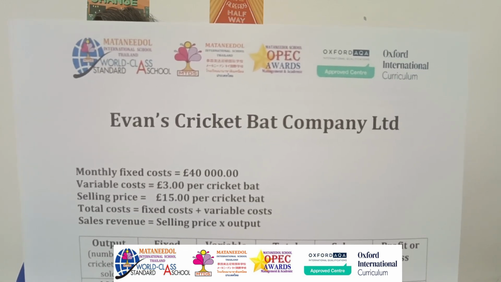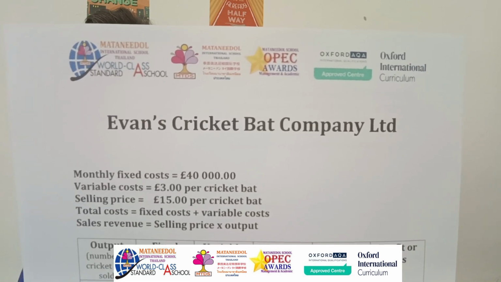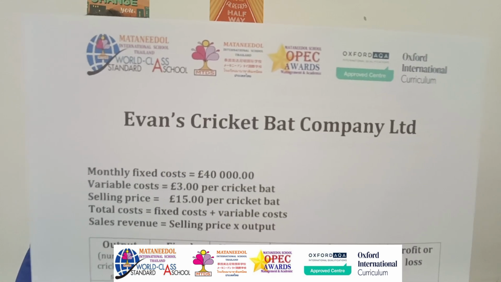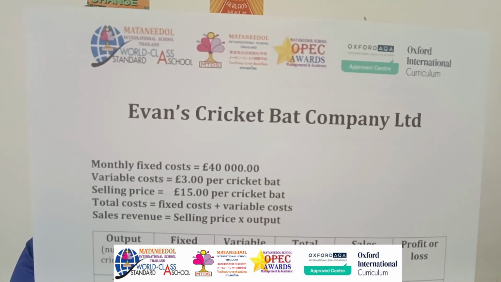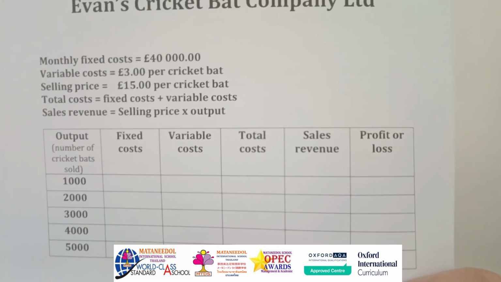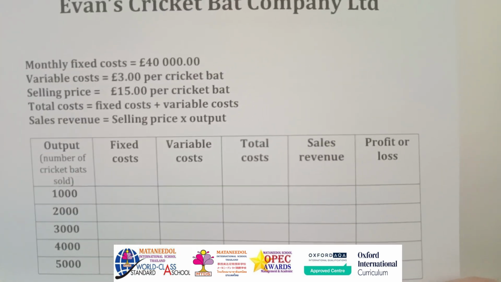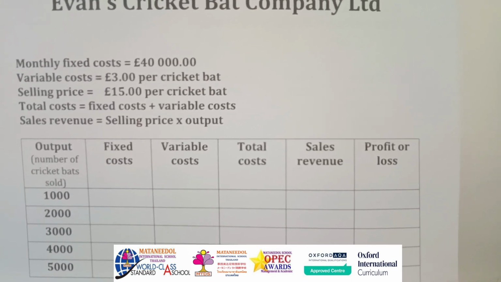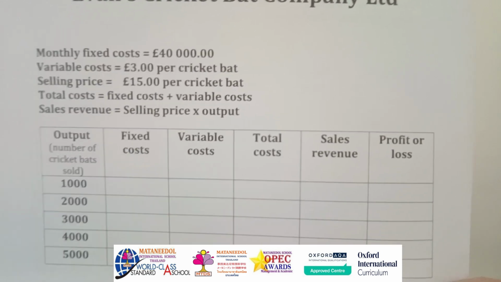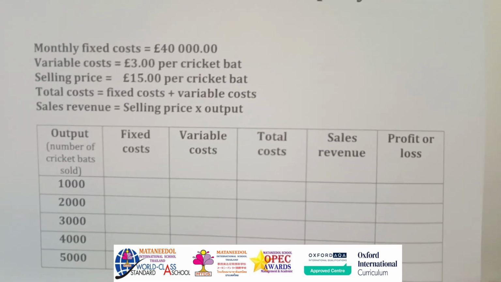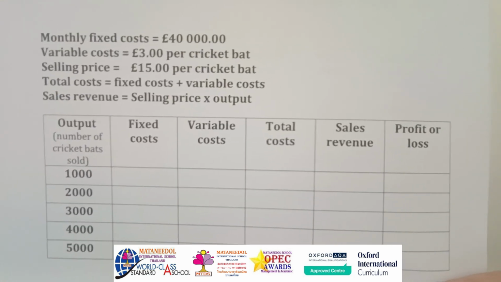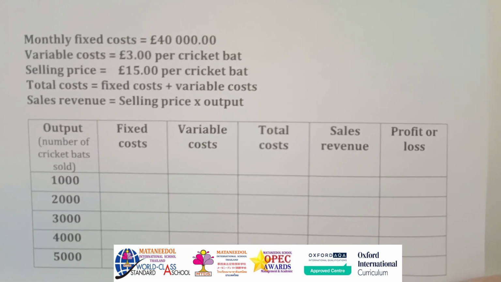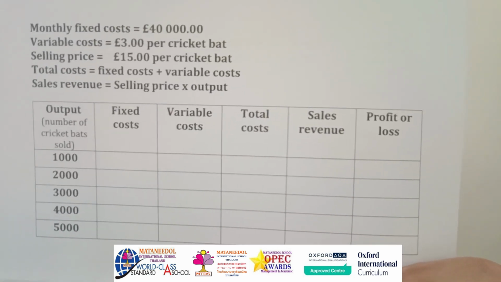And when we're looking at the sales revenue, we work that out as selling price times the output. So it's what they're going to sell each cricket bat for times the number of units they produce. Now you can see I've got a table with all the different categories: the output, that's the number they're going to produce, fixed cost, variable cost, total cost, sales revenue, and profit or loss. That means, are they making money or are they losing money? So if they look at making 1,000 cricket bats, 2,000, 3,000, 4,000, or 5,000, you can see we've got the table here.